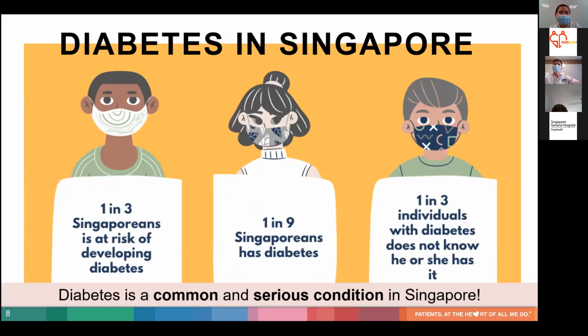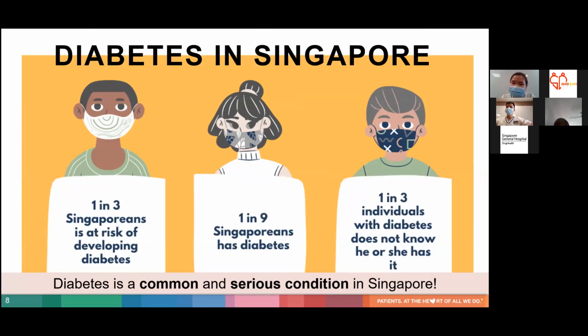Let me share with you some statistics that are available in Singapore. Do you know that 1 in every 3 Singaporeans is at risk of developing diabetes? And 1 in every 9 Singaporeans have diabetes. And 1 in 3 individuals with diabetes does not know that he or she actually has it.